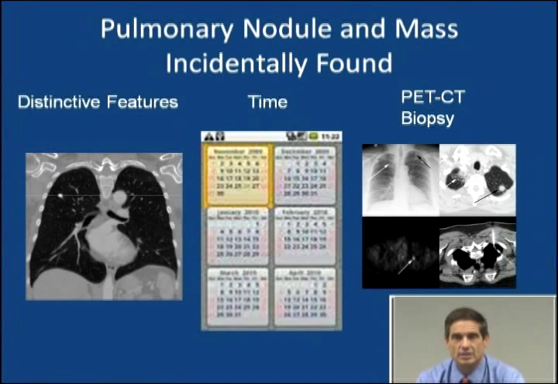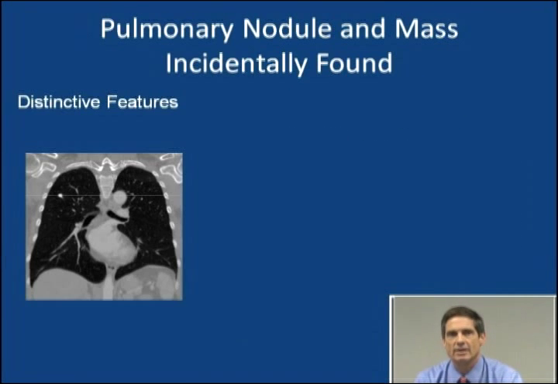And then there's those incidentally found lesions where you can use time to distinguish between what you need to work up further and what you can leave alone. Finally, in those cases where you can't figure out from any distinctive features and you don't have the benefit of time or can't wait, you end up doing either PET CT scans or biopsies to figure out the final answer.